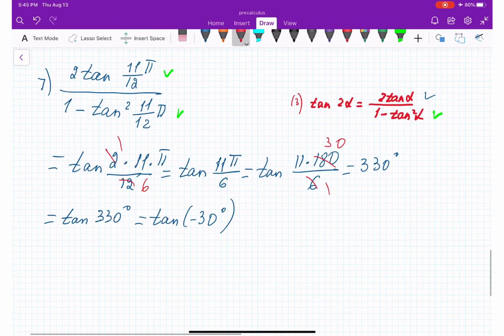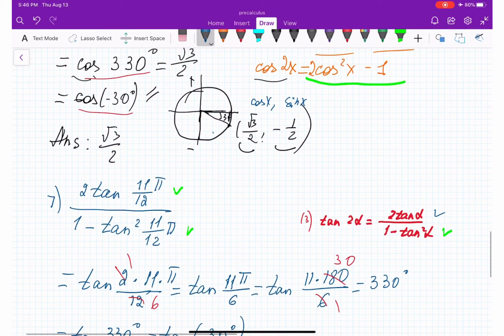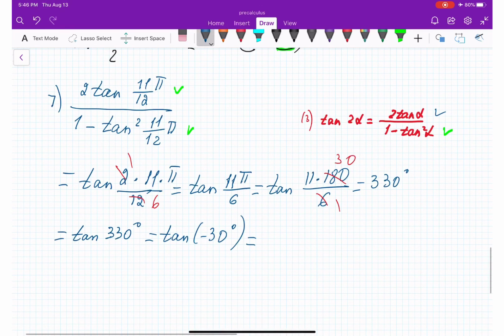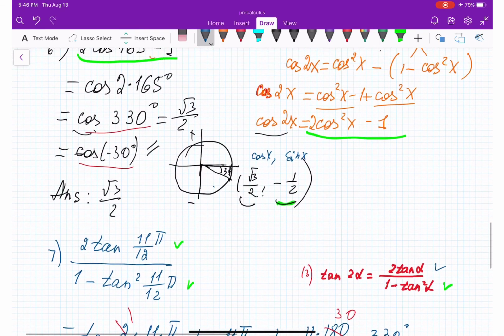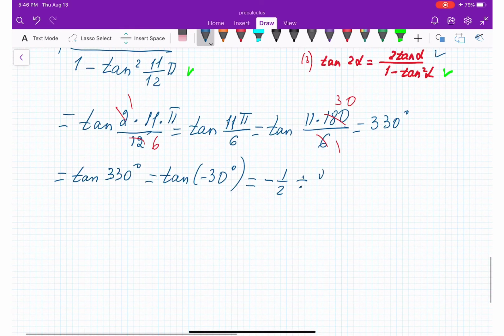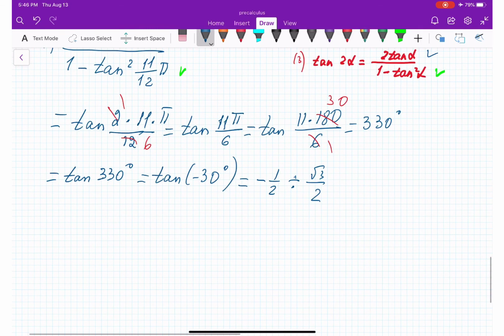To find tangent, tangent is equal to sine over cosine, correct? How much is my sine here? Negative 1/2. So writing down negative 1/2, and I need to divide by cosine. How much is my cosine? Square root 3 over 2. Dividing by square root 3 over 2, this is going to be negative 1/2, and since we divide, we flip it to square root 3 over 2. This 2 is gone with this 2, and we are getting negative 1 over square root 3.